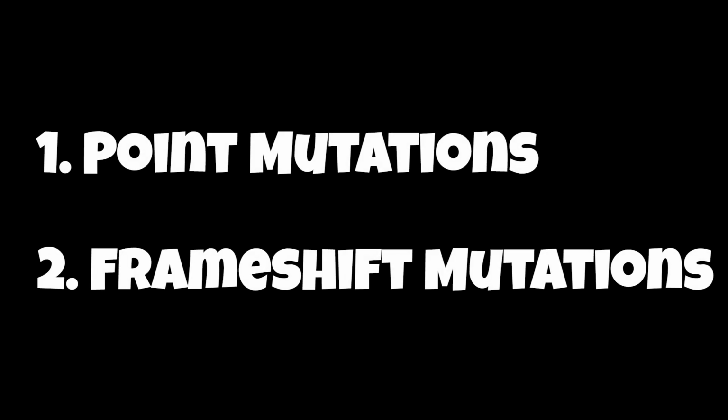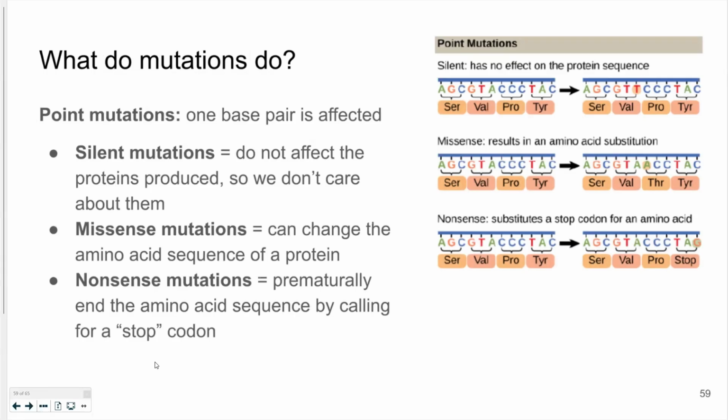There are two major classes of mutations that we'll talk about in this class. The first one is point mutations. Point mutations affect a single nucleotide. There are three kinds of point mutations.